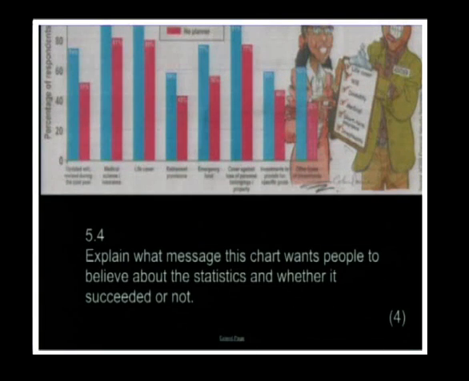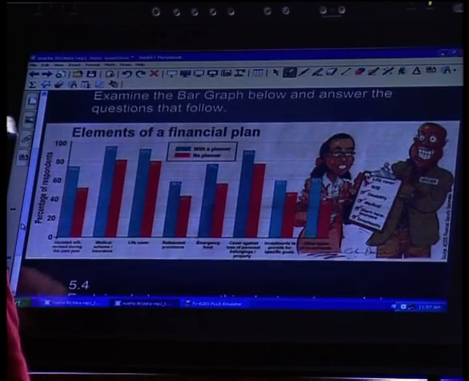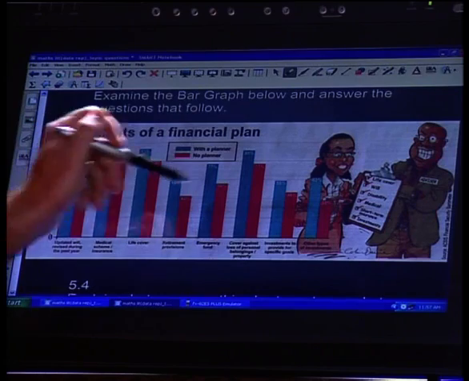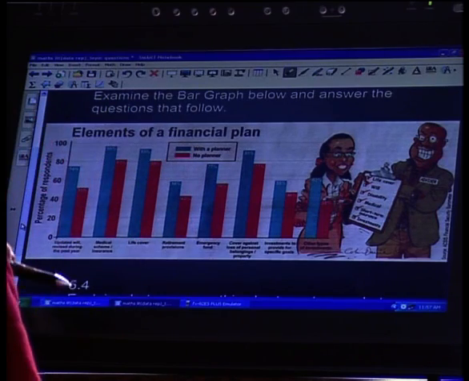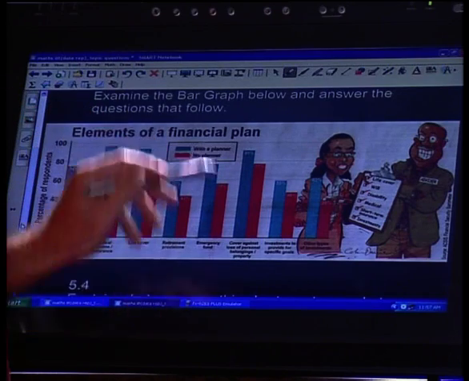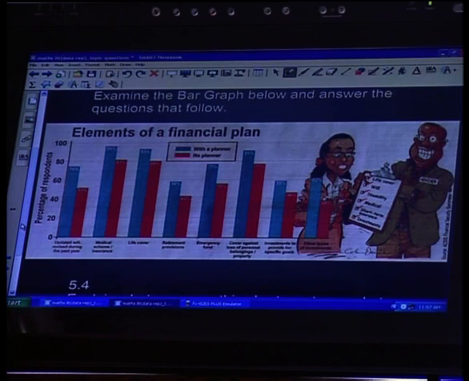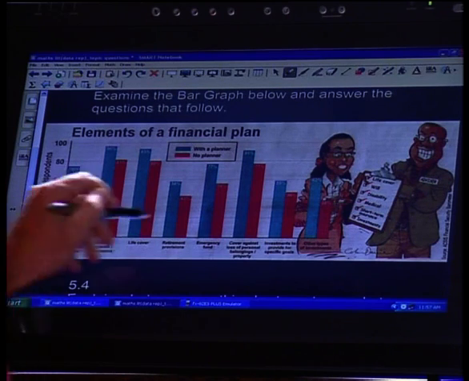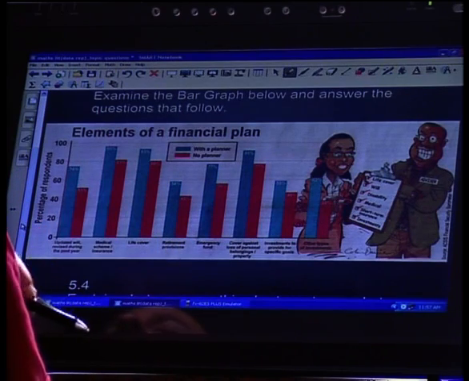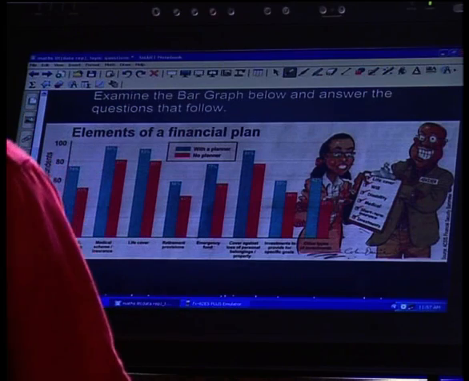Question 5.4, explain what message this chart wants people to believe about the statistics and whether it succeeded or not. Now this again is a typical paper 2 question because it's asking for some interpretation and it's asking you to give an opinion. Well, if we look at this chart, why do you think they put it together? Notice that everywhere along the chart, the blue bar graphs are higher than the pink bar graphs. And what they're suggesting is that people who have made financial provision in all of these areas did so with the help of a planner.